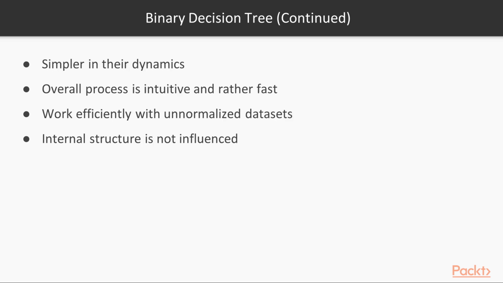Considering other algorithms, decision trees seem to be simpler in their dynamics. However, if the data set is splittable while keeping an internal balance, the overall process is intuitive and rather fast in its predictions. Moreover, decision trees can work efficiently with unnormalized datasets because their internal structure is not influenced by the values assumed by each feature.